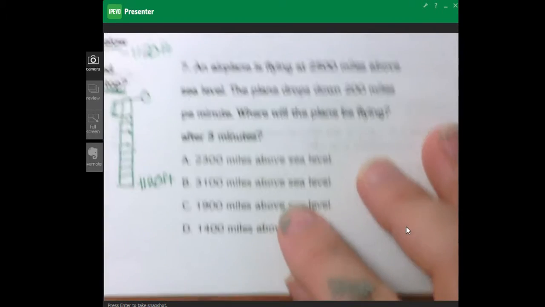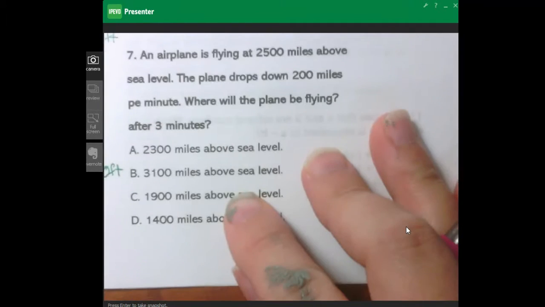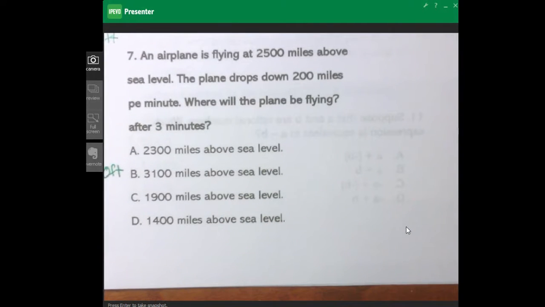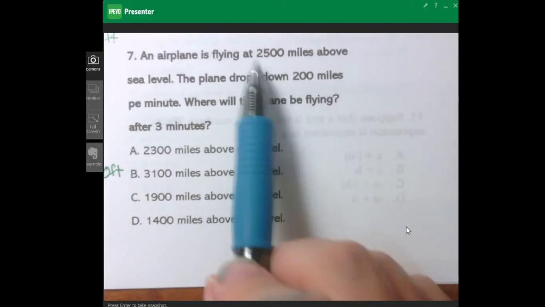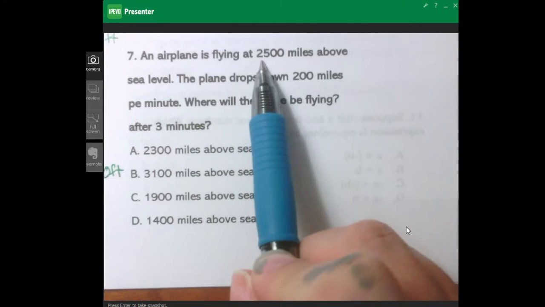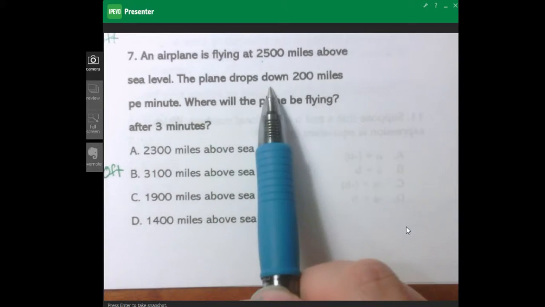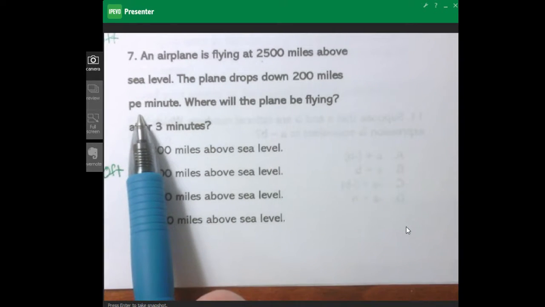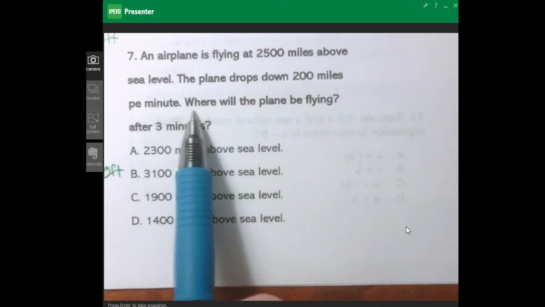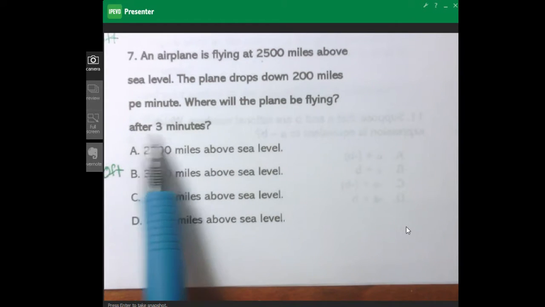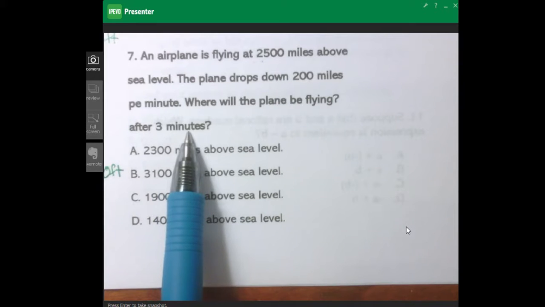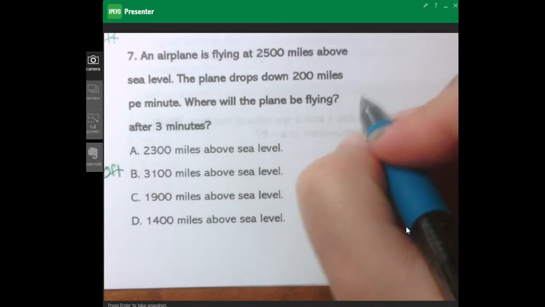All right, number 7. An airplane is flying at 2,500 miles above sea level. The plane drops down 200 miles per minute. Where will the plane be flying after 3 minutes? So let's find out how far down the plane went after 1 minute.